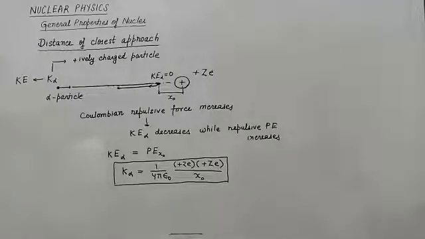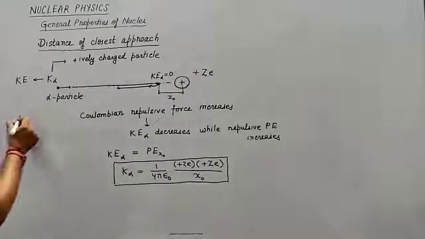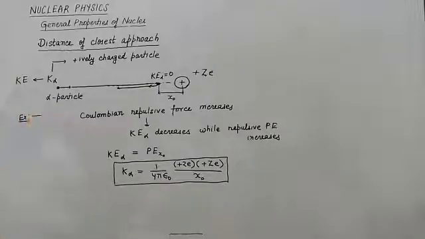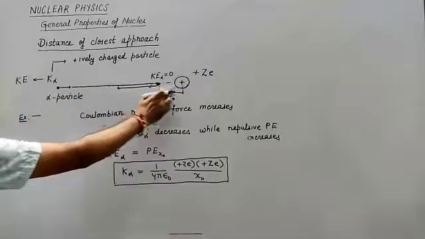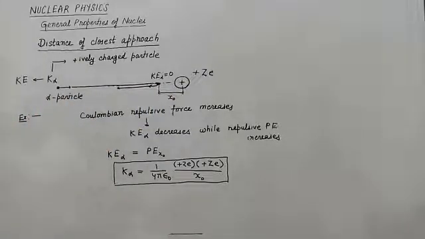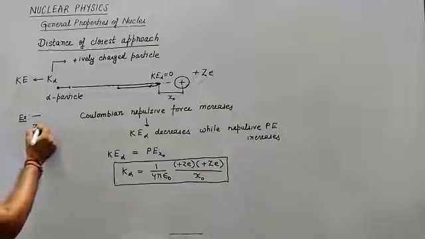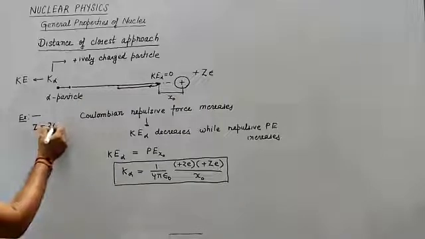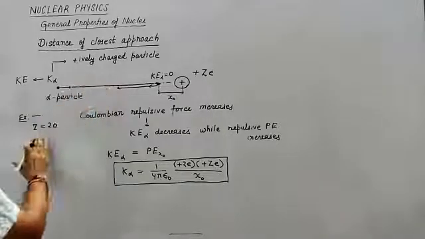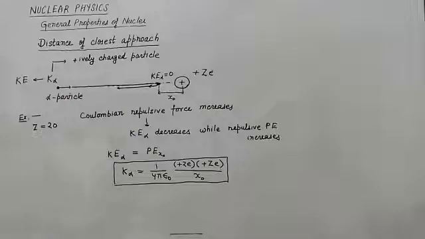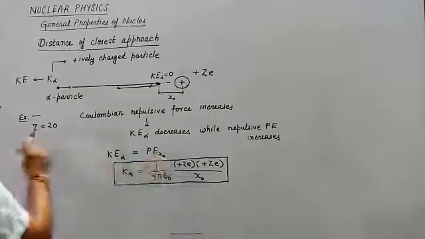For example, suppose we are considering an alpha particle. Take a numerical example here. Suppose we have an alpha particle which is moving towards a nucleus whose Z number is 20. So the alpha particle is moving towards a nucleus whose Z number is 20. Now we have to calculate the distance of closest approach for this case.